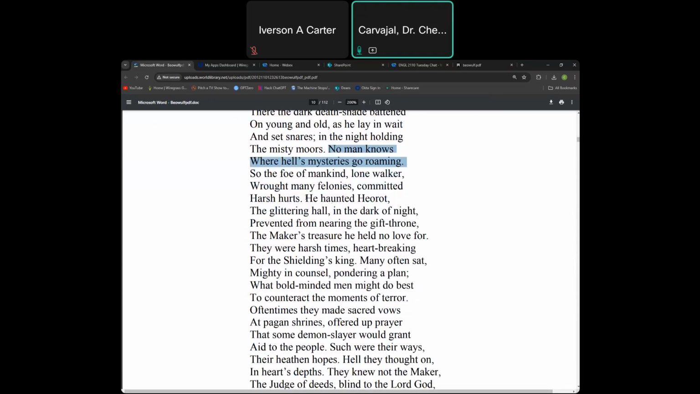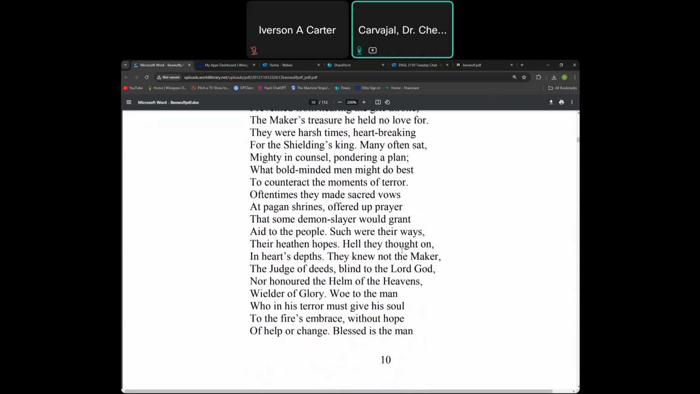And they even say he haunted Heorot at night, in the dark of night, preventing anyone from nearing the gift throne. So the king's, of course, not waiting in there. But this means, okay, they built this beautiful place and they can't use it. And they're in constant terror that he's going to attack again. Oftentimes they made sacred vows to pagan shrines, because remember, they are pagan. They offer up a prayer that some demon slayer would grant aid to the people. So they want a hero to come and fix this problem.